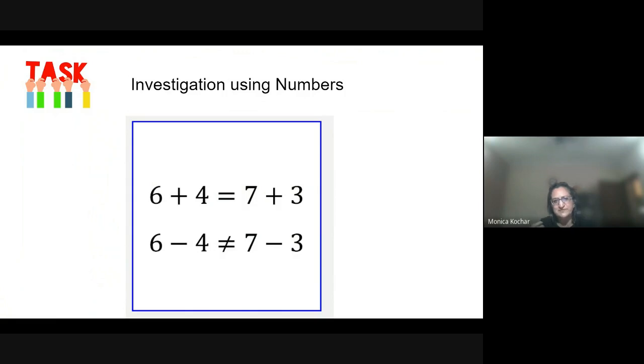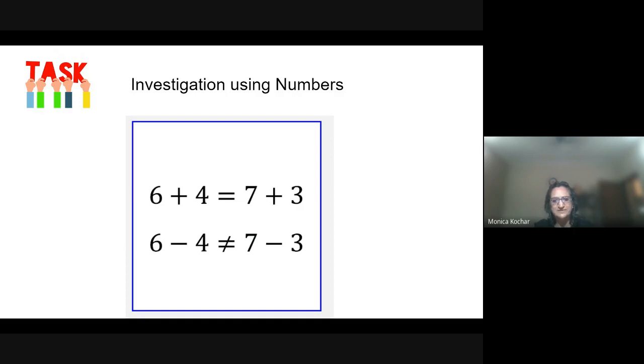If 6 plus 4 is equal to 7 plus 3, is 6 minus 4 also 7 minus 3, or is it not? Which one is true and why? Would anyone like to explain? If 6 plus 4 is 7 plus 3, 6 minus 4 also should be 7 minus 3. And please, there are no right or wrong answers. You don't have to use typical math language. You can just explain it in your own words.